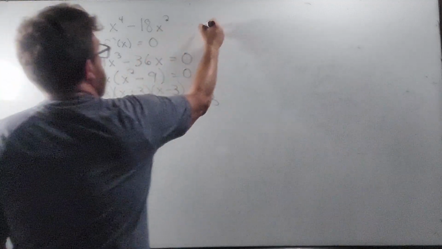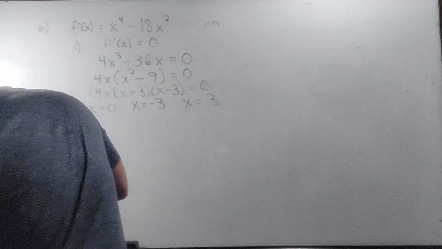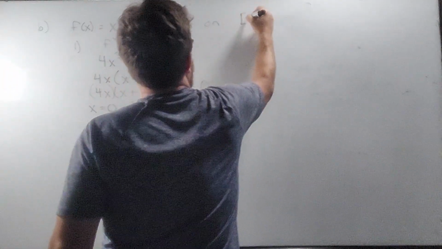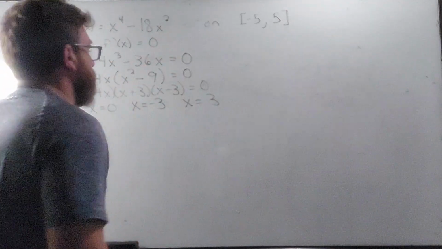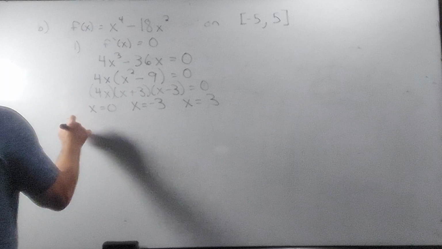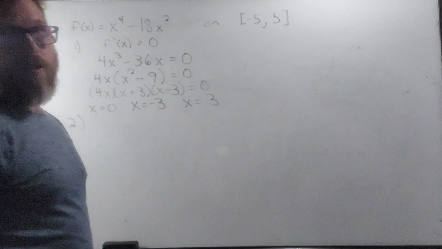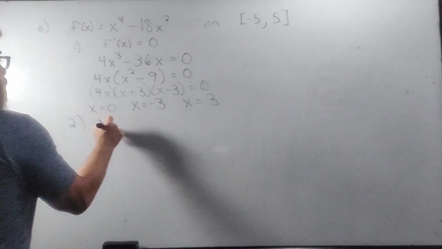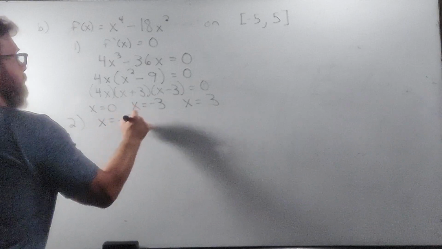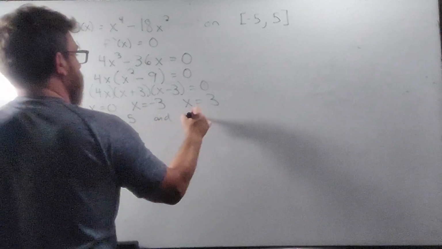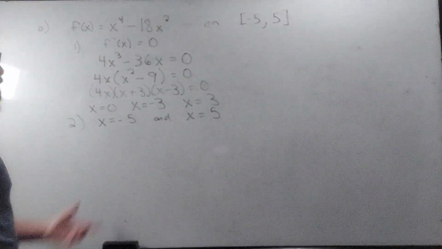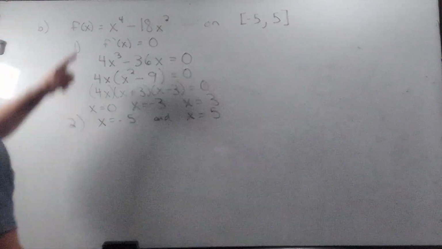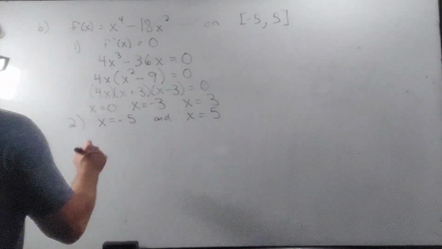So these are 3 candidates. Our other candidates, I keep forgetting to do this, I'll do it on symmetric intervals. So let's say from -5 to 5. Again, the book will give you this most of the time. So basically, when they give you the closed interval, they've given you the endpoints. So my 2 endpoints are x equals -5 and x equals 5. And what I have to do now is plug these 5 candidates into the original function and figure out which one is the biggest and which one's the smallest.